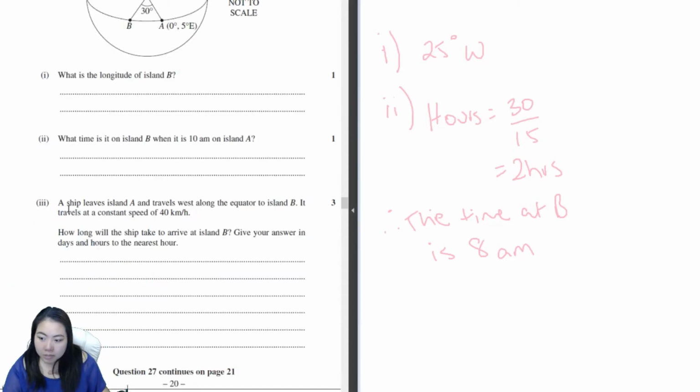3. A ship leaves Island A and travels west along the equator to Island B. It travels at a constant speed of 40 kilometers per hour. How long will the ship take to arrive at Island B? Give your answers in days and hours to the nearest hour. Worth 3 marks. Wow, this one's worth a lot.